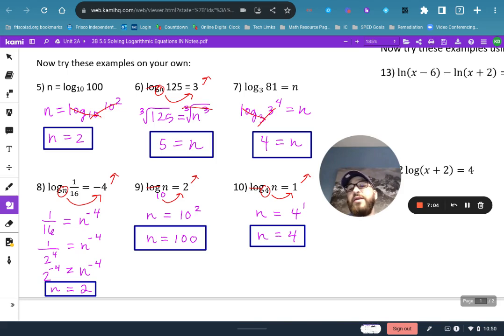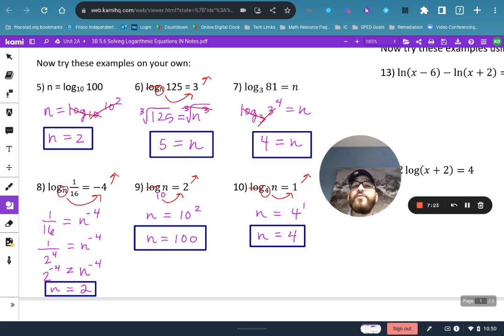Then on number 9, it is a common log because that 10 isn't written. So we add in the 10, shift it over. N is equal to 10 squared, which means n is equal to 100. And then last but not least, log base 4 of n is equal to 1. Shift that over to exponential form. We get n is equal to 4 to the first, which means n is equal to 4.